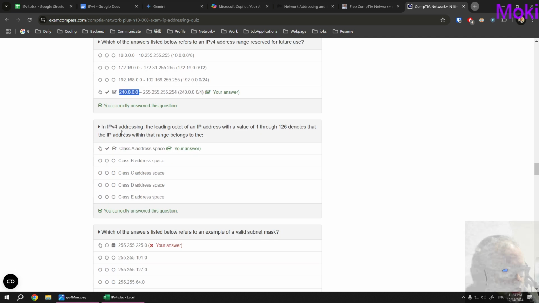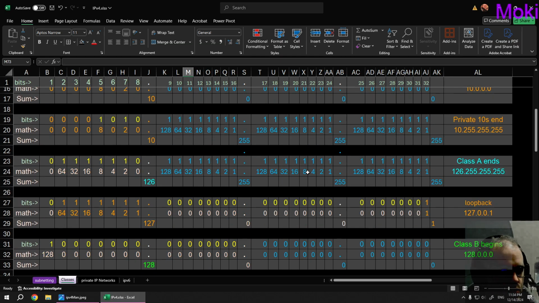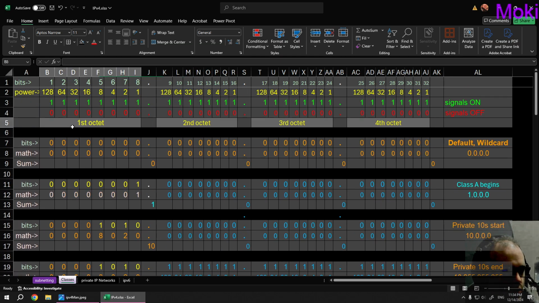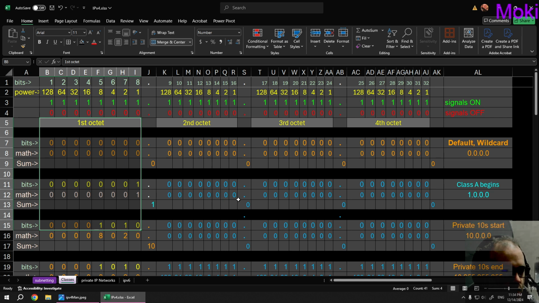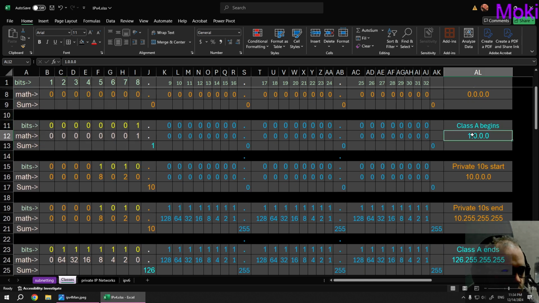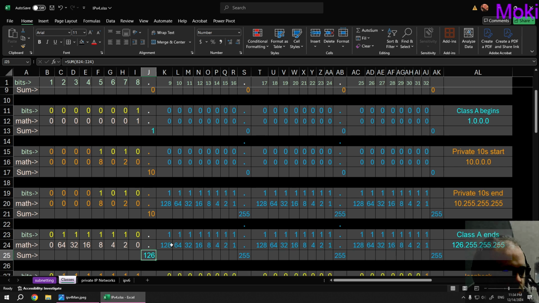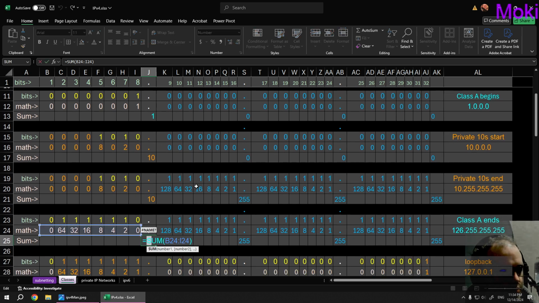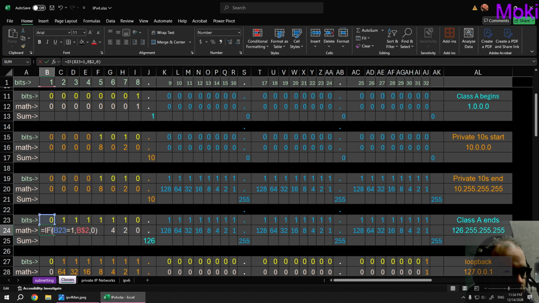And quiz. IPv4 addressing, the leading octet of an IP address. Class A, 1 to 126. So remember, the octet is here, the first octet. And we have 1 to 126. I just put a sum of these. See that the sum of those equals that. If this one is a 1, it comes out.